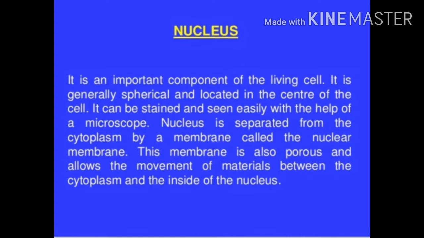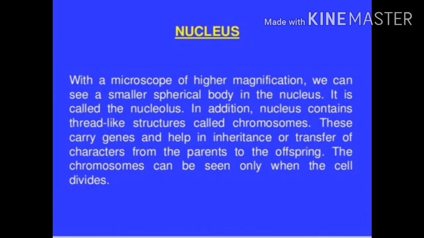This membrane is called the nuclear membrane. It is also porous and allows the movement of materials between the cytoplasm and the inside of the nucleus. With a microscope of higher magnification, like an electron microscope, we can see a smaller, dark colored spherical body in the nucleus. It is called the nucleolus.